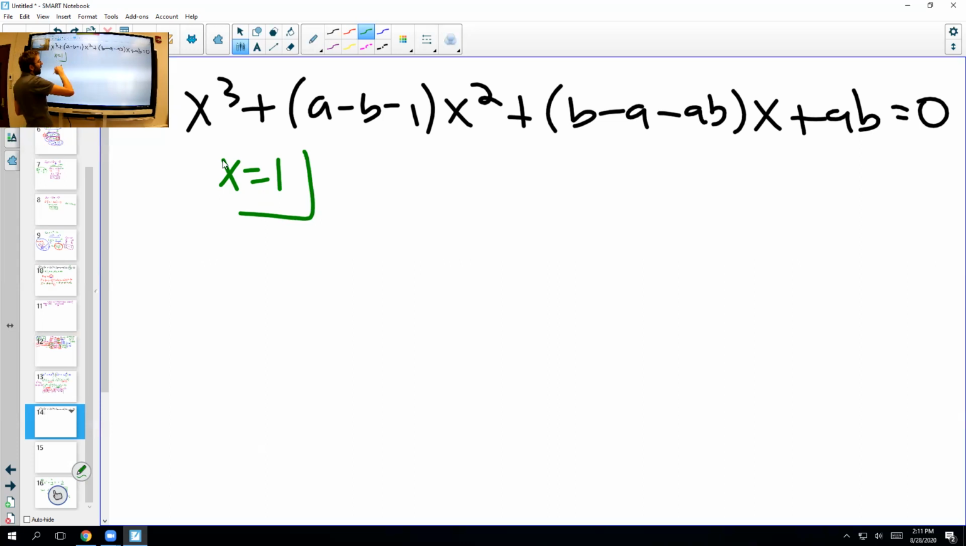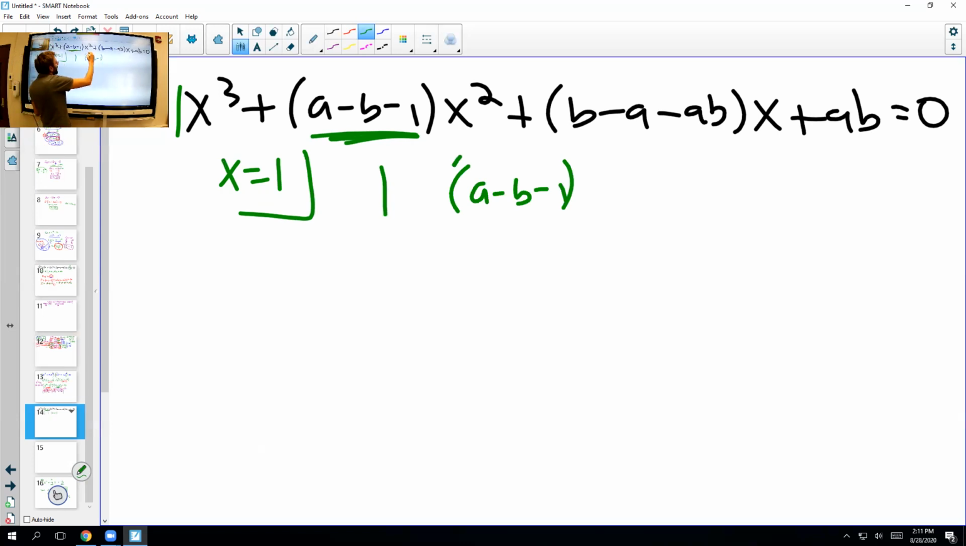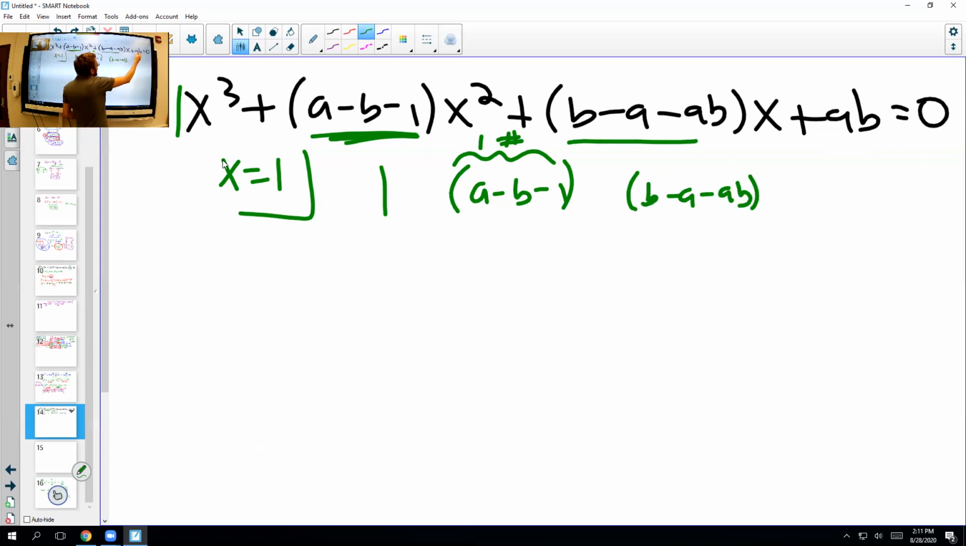And then we put all the coefficients. Well, what are the coefficients? It's going to be 1 from right here. And now this thing is the next coefficient, so in parentheses, I'm going to put a minus b minus 1. I'm thinking of it as just one number. So again, I know it's 3 numbers, but think of this as one number. Same thing for the next one: this next one's going to be b minus a minus ab. And then finally we have ab. So these are the coefficients of my original problem. That's what I put on top of my synthetic division. Then I draw a line.